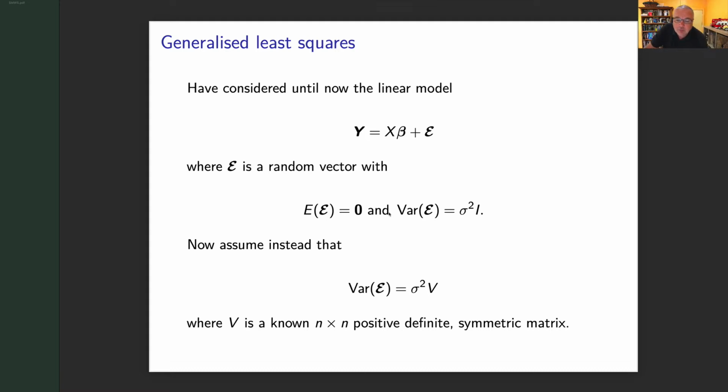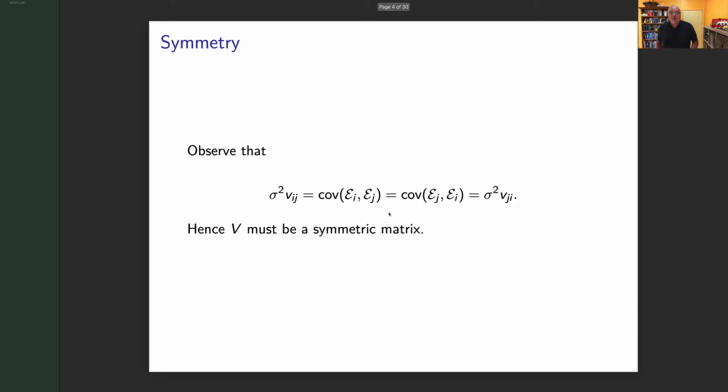We're going to start by saying, well, what happens if the variance of our epsilon is some sigma squared V? So instead of I, instead of it just being ones along the diagonal, which get multiplied by the sigma squared, now we have some other structure. We're going to have to be careful and make sure we know that variances should be greater than or equal to 0. So we need to have some constraints on the V to make sure we're not going to mess up. So our V is going to be an n by n, positive definite symmetric matrix.